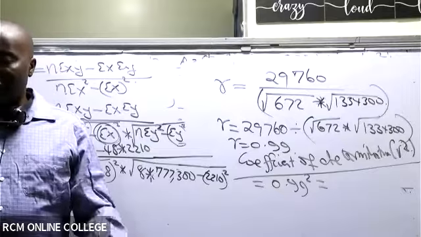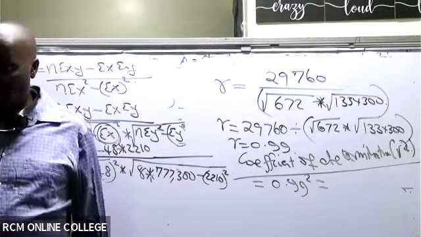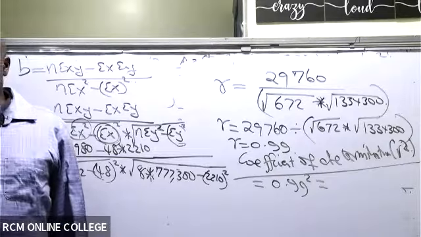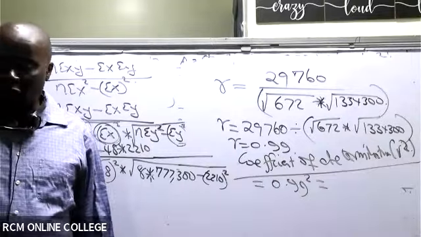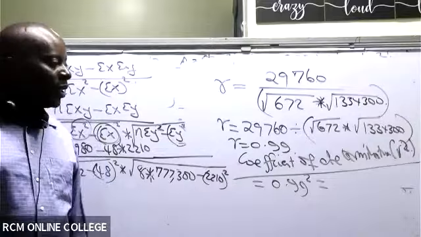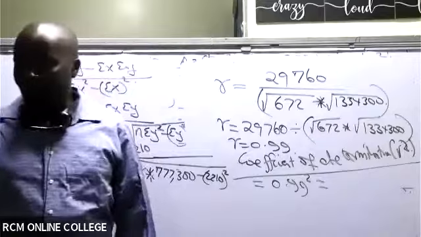I always prefer 4 decimal places, but even this one, because you're finishing, you're just good to go. So 0.99 squared will end up giving us 0.8 something, isn't it? Or 0.9 something. That is the coefficient of determination. You take r, you square.